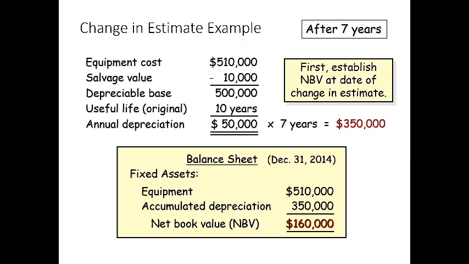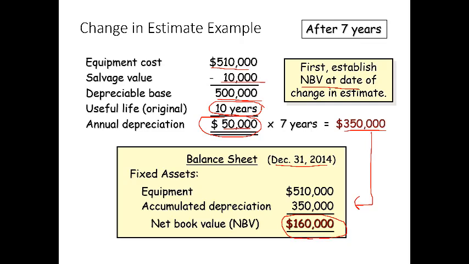All right. So here's what we do. First thing we do, we take the equipment cost, subtract the salvage value, get the depreciable base, divide it over the original useful life. The annual depreciation that we had been taking for the first 7 years was $50,000. So we had taken $350,000 of accumulated depreciation before 2015. So the net book value as of December 31st, 2014 was $160,000.